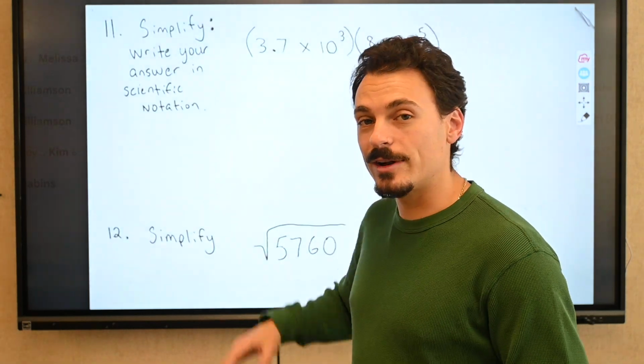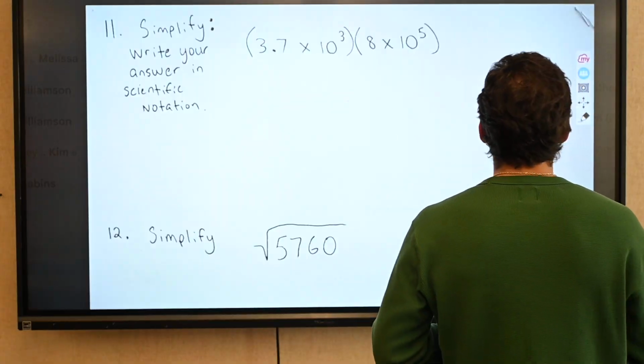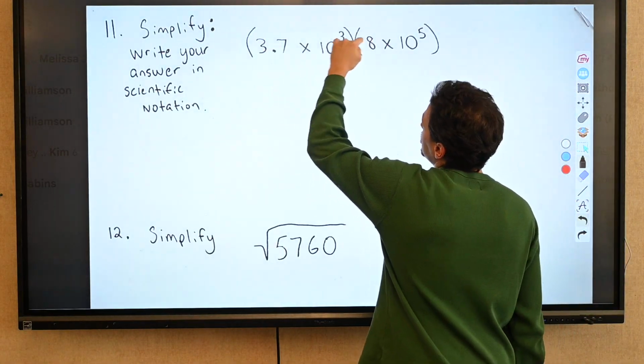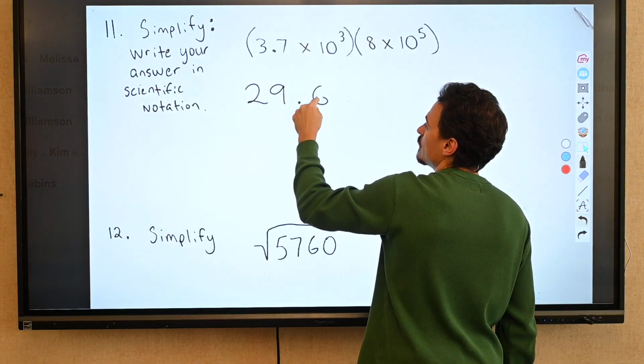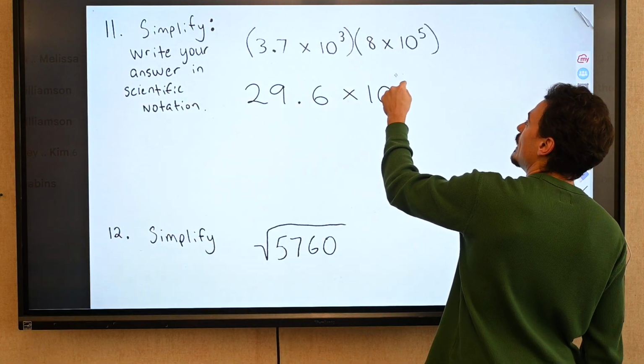Then we have an extra credit problem that's kind of like a junior level problem that I want to go over. Or IM3 I should say. So we have 3.7 times 8, which gives you 29.6. You can do that on your calculator. And then that's times 10 to the 8th.